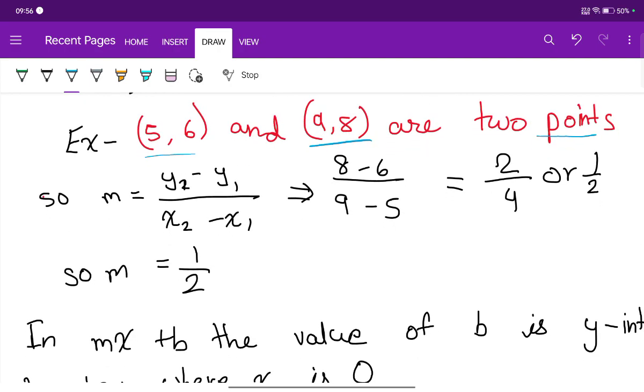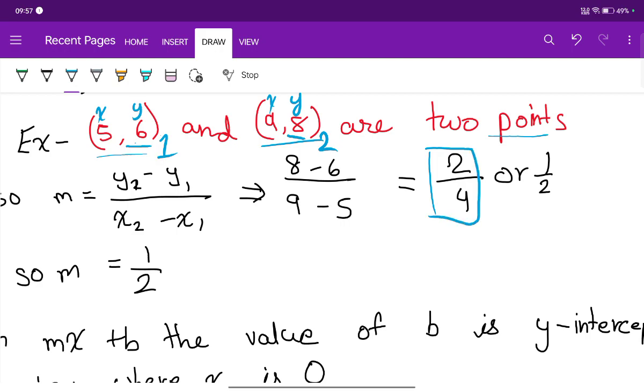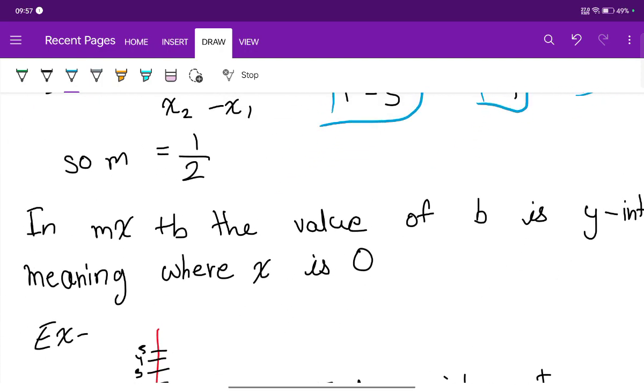So m is equal to y2 minus y1, meaning that we have to take this is the 2 and 1. So we have to take y2 and y1, and you know that this is x, y and this is also x, y. So y2 means this one, 8 minus 6 divided by x2 minus x1, so we will get the answer 2 by 4 after doing all this. And then we can simplify to 1 by 2. So m is equal to 1 by 2.